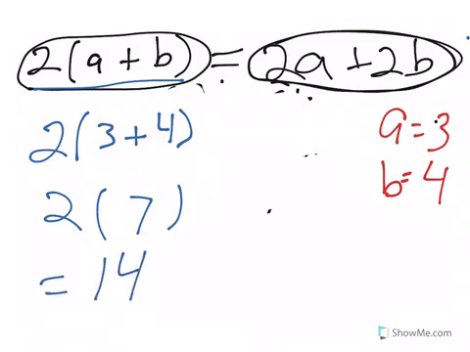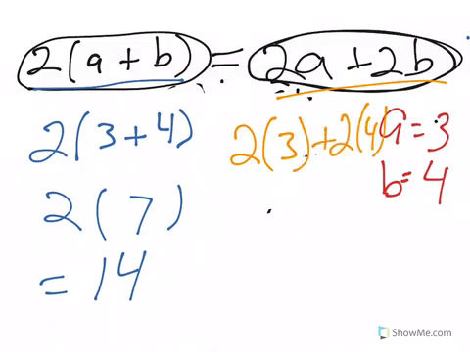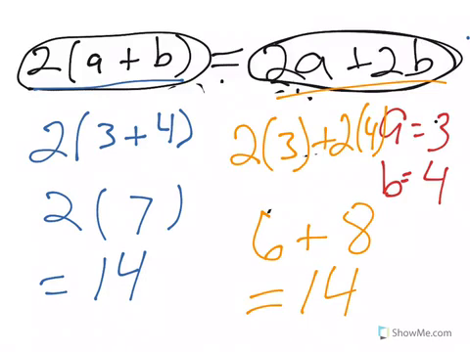If I do it this style, which I'll do in orange, I have 2 times a, which is 3, plus 2 times b, which is 4. 2 times 3 is 6. 2 times 4 is 8. I'm adding them together. 14. You're going to get the same answer either way.